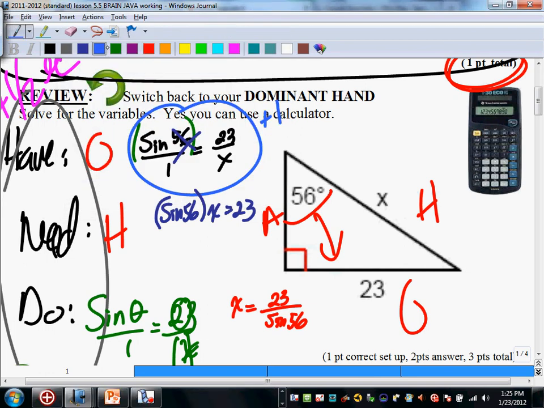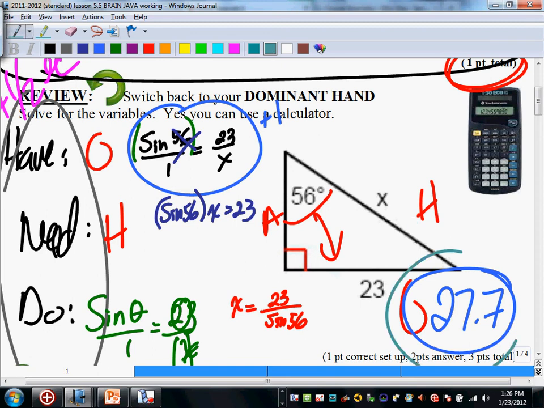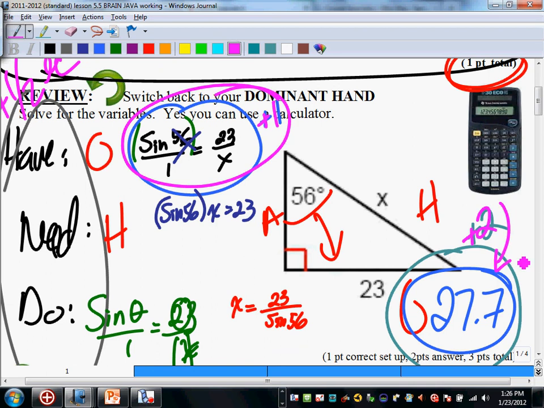What if they round it? 27.7. Guys, if they round, I didn't specify don't round, but for future reference, I like it rounded to the tenths place. But look carefully at the setup. 28, do they have the correct work? Do they have the work? Yeah. I'll take it. Guys, this correct answer is worth plus 2. No, it's worth 3 points total. We get 1 point for the correct setup, 1 point for the correct answer. The correct setup is sine 56 over 1 equals 23 over x.